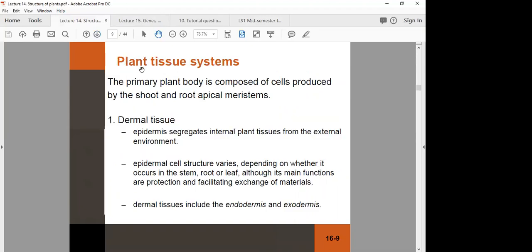All right, now let's revisit our plant tissue systems. And we introduced these last week in the cells and tissues lecture. The primary plant body is composed of cells that are produced by shoot and root apical meristems. So let's recap our primary meristems. So here's the soil surface, and here's my terrific drawing of a plant, and here's the root system.